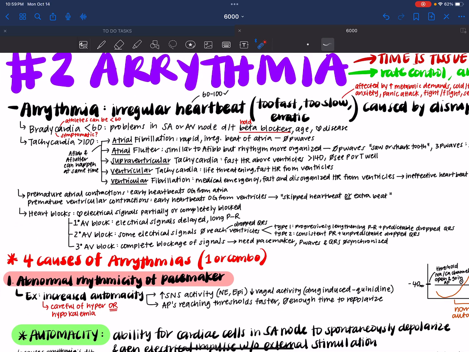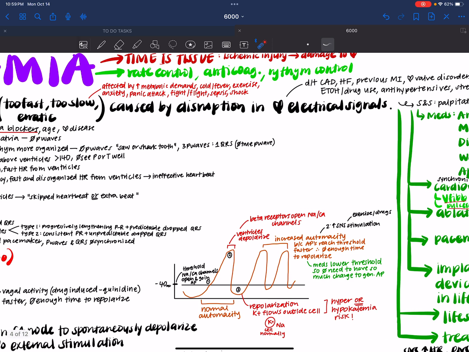Arrhythmia is an irregular heartbeat. 60 to 100 is normal, and irregular heartbeats are either too fast, too slow, or just all over the place. It's caused by disruption in the heart's electrical signals. It's affected by increased metabolic demands, a cold or a fever, exercise, anxiety, panic attacks, fight or flight, sepsis, and shock.